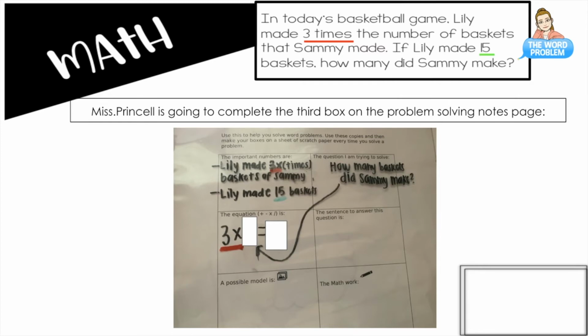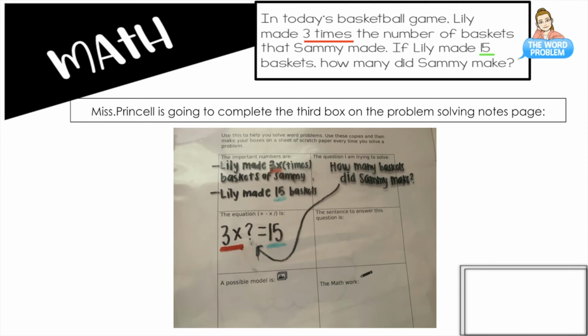I drew an arrow for you to show that you do not know how many baskets Sammy made. You have no idea. All that you know is that it's 3 times as many. And when you do 3 times that unknown number, you are going to get 15, because that is how many Lily made. So you know 15 is the number of baskets. You know Lily made 3 times some number, but we don't have that number yet, so we're just going to put in a question mark or unknown. That is what we are looking for: the number that 3 times whatever it is gives 15.